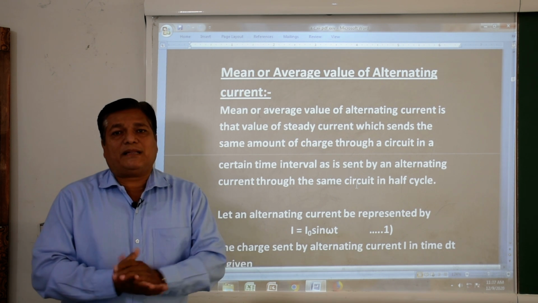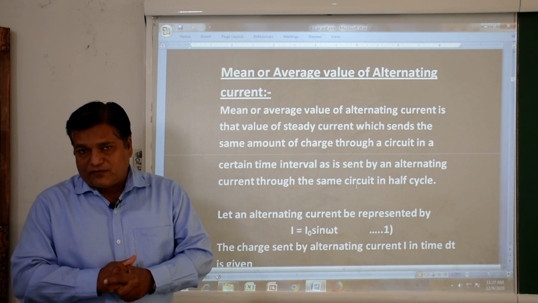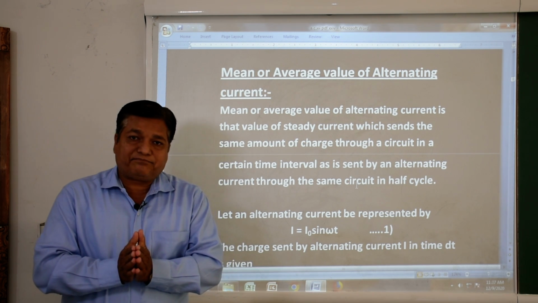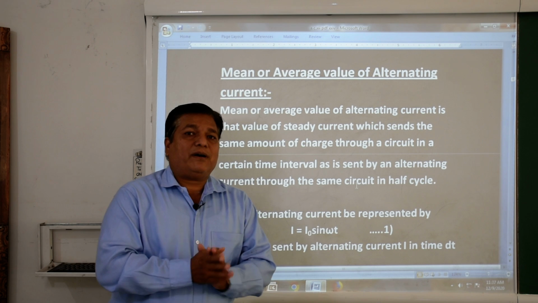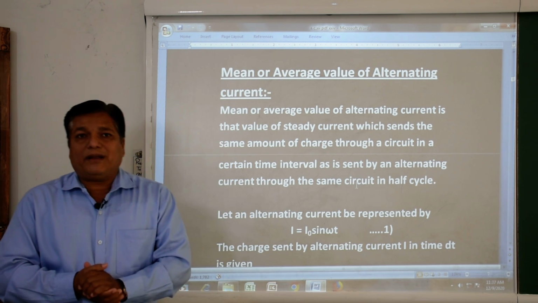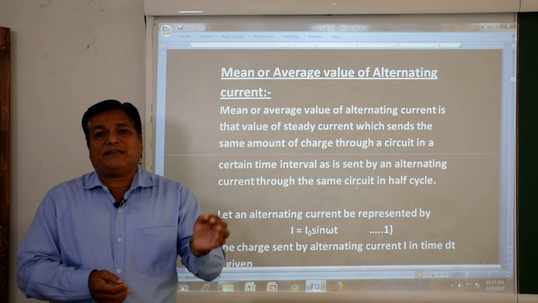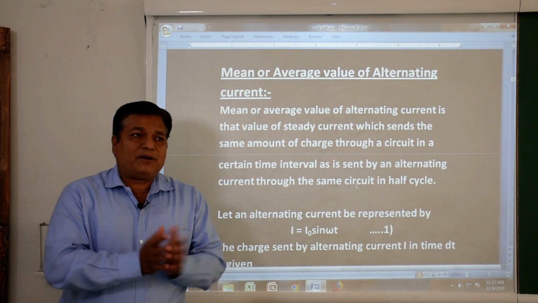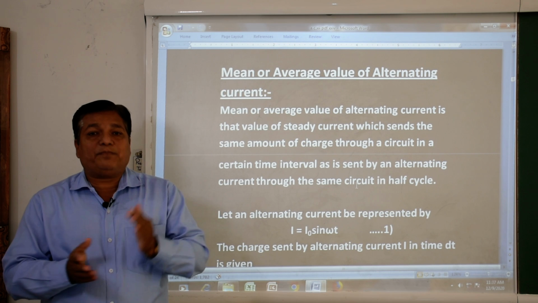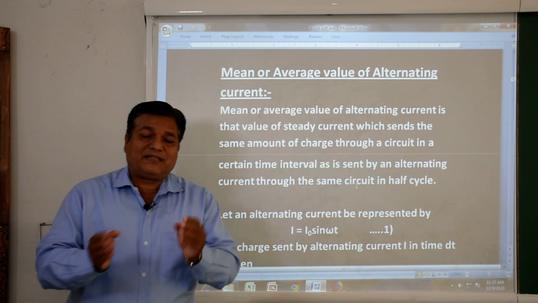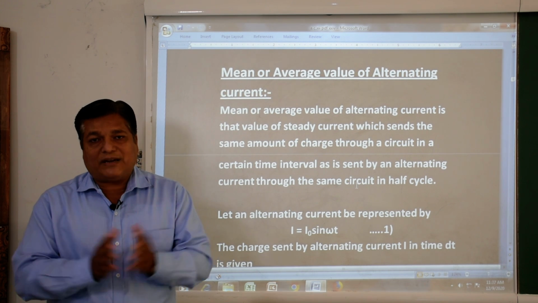In the effective method, what is the effect? We can compare the work done by AC and DC. What is the effect of doing this work in a fixed interval of time, or in a fixed cycle of AC? This much work is done by AC, and we can compare their work. We can also compare the heat produced by AC and DC in a fixed interval of time; that is also an effective method.